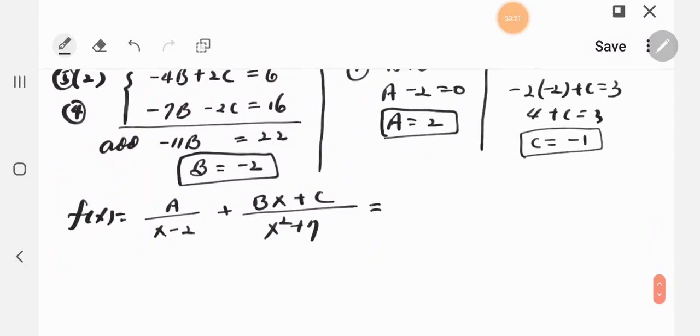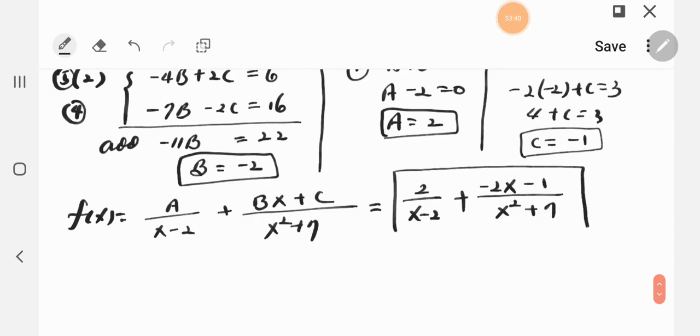So finally a is 2, so 2 over x minus 2, and b is negative 2, so you can write it negative 2x, c is negative 1 over x squared plus 7. So this is the partial fraction decomposition of the function f of x.